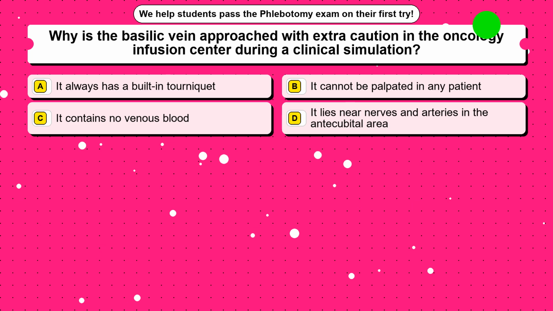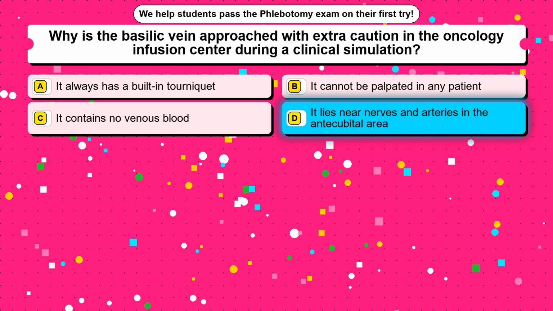Question 92. Why is the basilic vein approached with extra caution in the oncology infusion center during a clinical simulation? Option A. It always has a built-in tourniquet. Option B. It cannot be palpated in any patient. Option C. It contains no venous blood. Option D. It lies near nerves and arteries in the antecubital area.